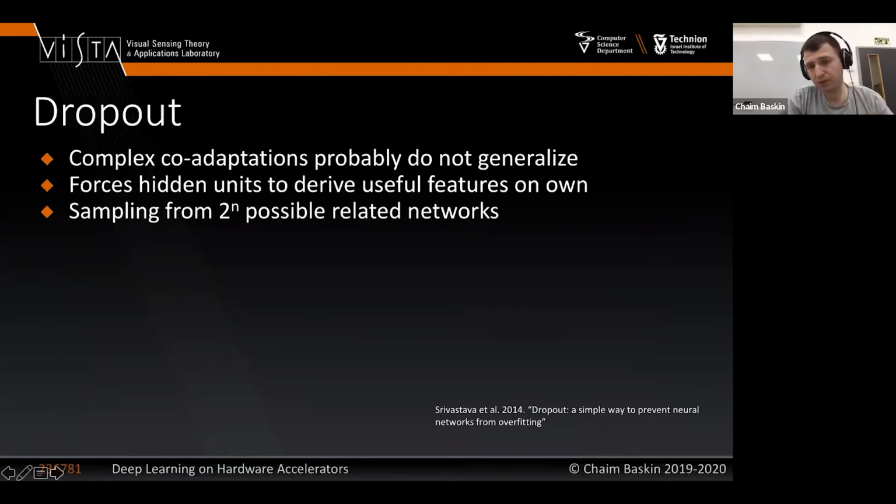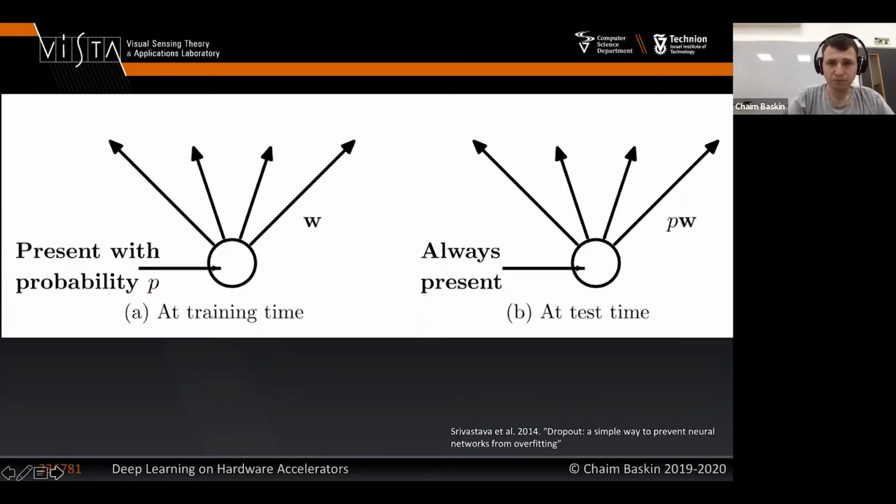So what we are doing, the complex co-adaptations probably do not generalize. So we force our hidden layers to derive useful features on their own by taking less information each time. And we sample from some 2 to the power n possible related networks or subnetworks. Again, present with probability P, always present at test time.